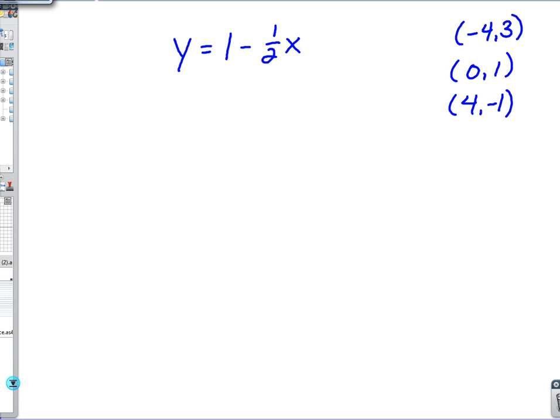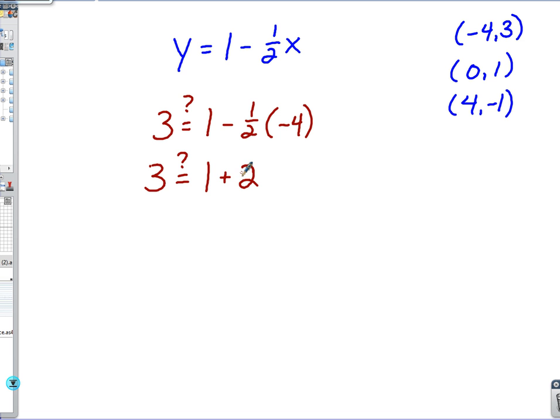Plug in the first one, plug in -4 for x and 3 for y: y equals 1 minus 1/2 times -4, question mark. So you now have 3 is equal to 1, and -1/2 times -4 is a positive because you have negative times negative, +2. And we do know that 3 equals 1 plus 2 is a true statement.